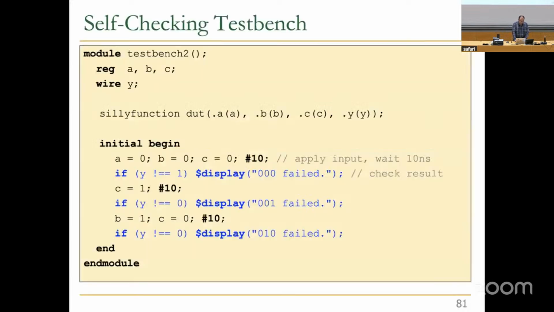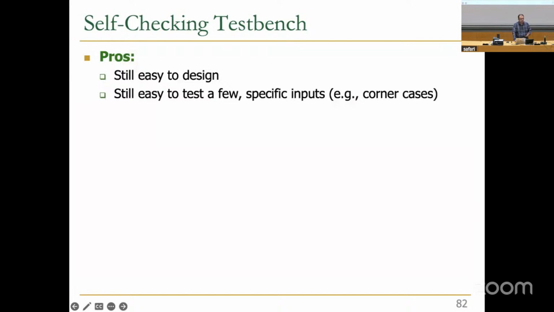Another approach would be a self-checking test bench. Again, you are instantiating your silly function, and this is your initial block. You are initializing these values, but then you are also checking the output for these inputs in your code. So you are not checking the output in your waveform. You know that the output should be 1 for this input combination. So you are saying that if the output is not equal to 1, then display that input vector 0, 0, 0 failed. With that, you can see errors essentially.